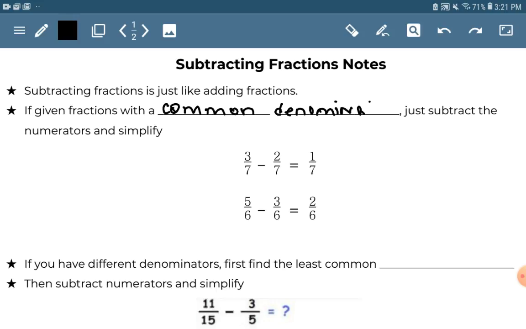When you are given problems with a common denominator, it's really only two steps. You look at your numerators and subtract them, and then simplify if you can. So there are two examples directly below.